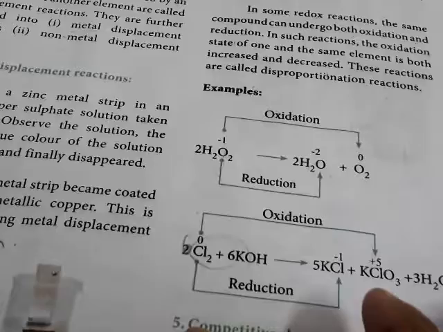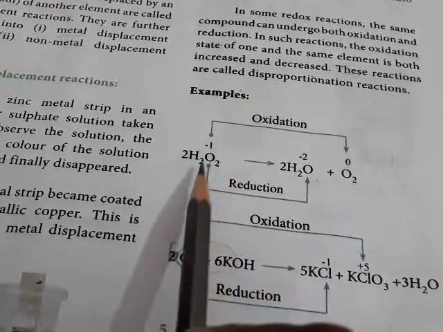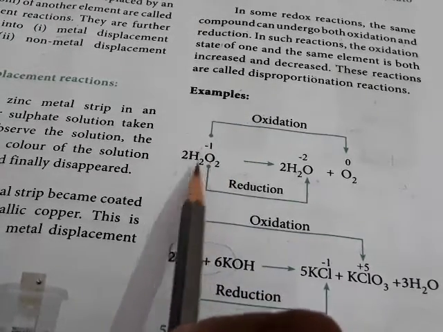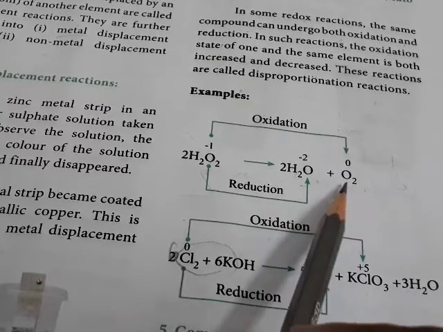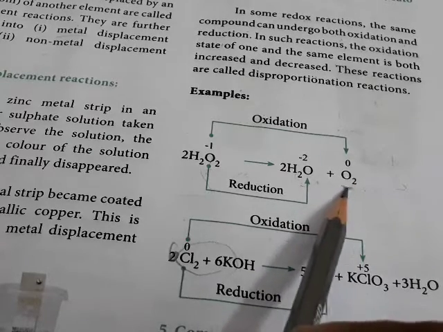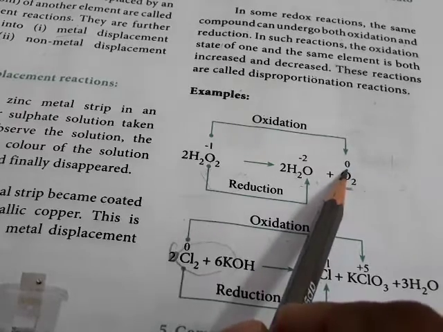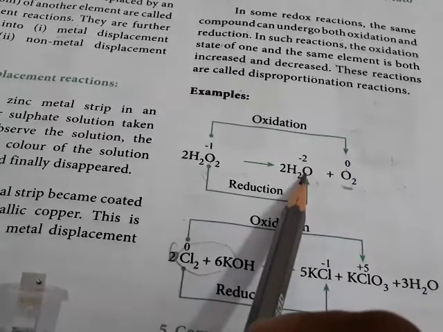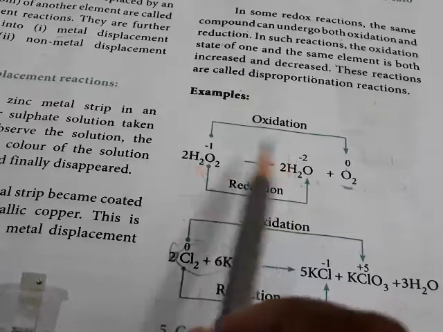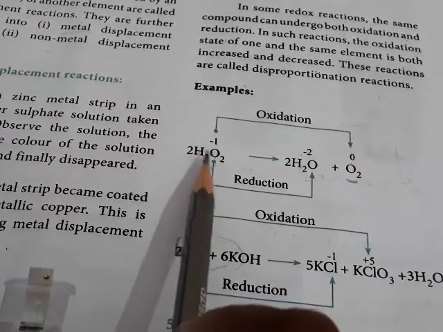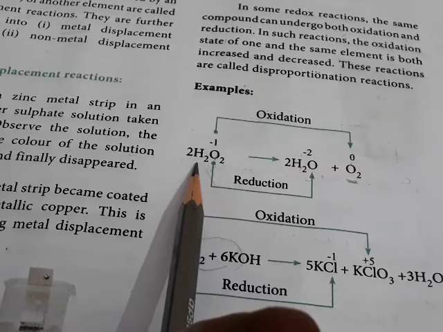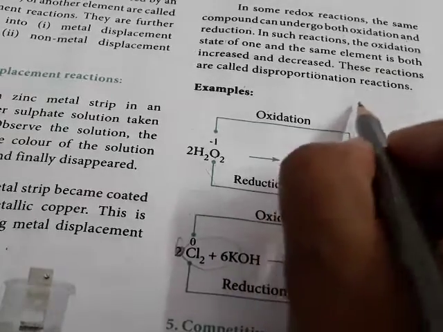Here you see the example: hydrogen peroxide, H2O2, changes into water plus oxygen. Now, oxygen is a single element, so its oxidation number is always 0. In water, you already know the oxidation number of oxygen is -2. Now we are going to see the peroxide oxidation number. Hydrogen is always +1.